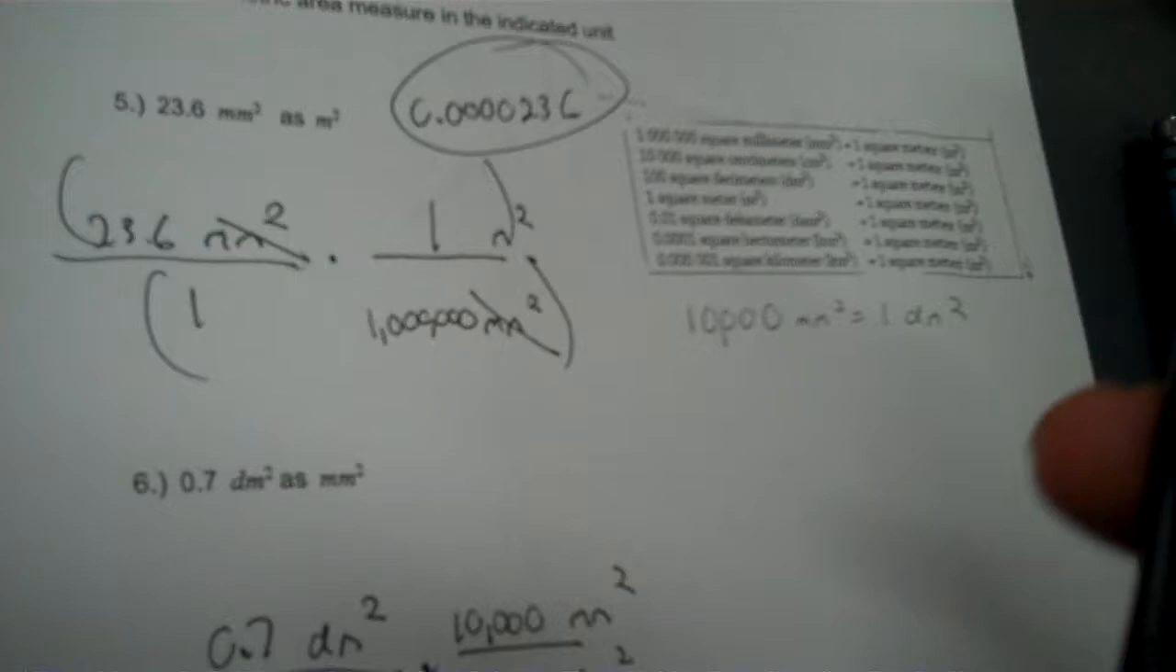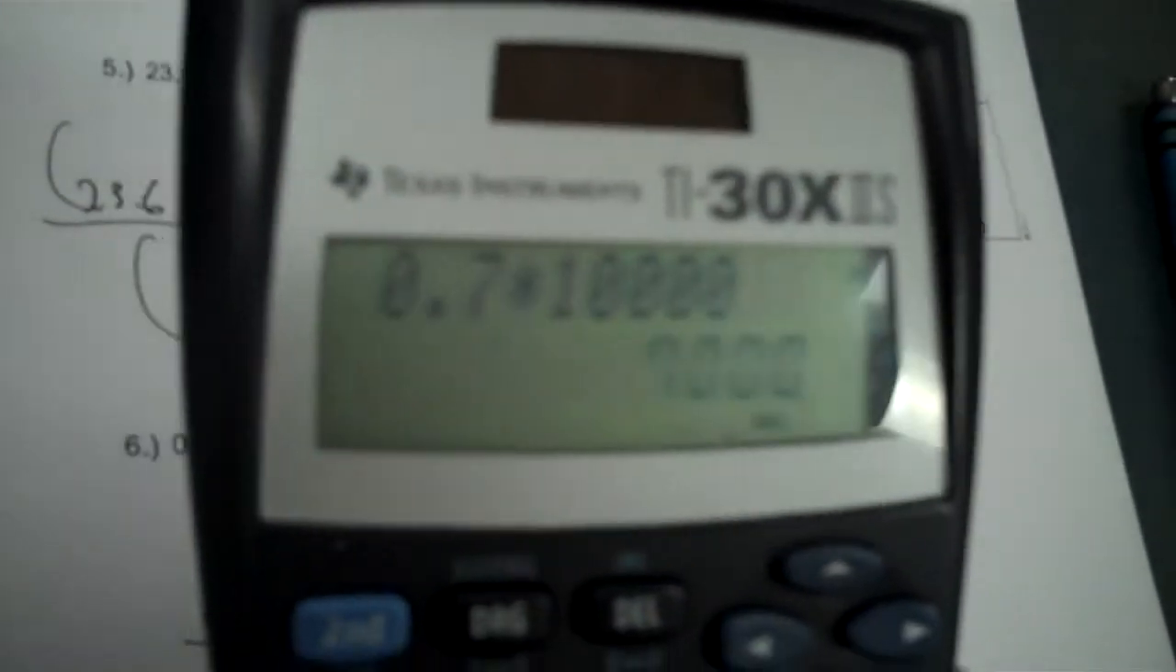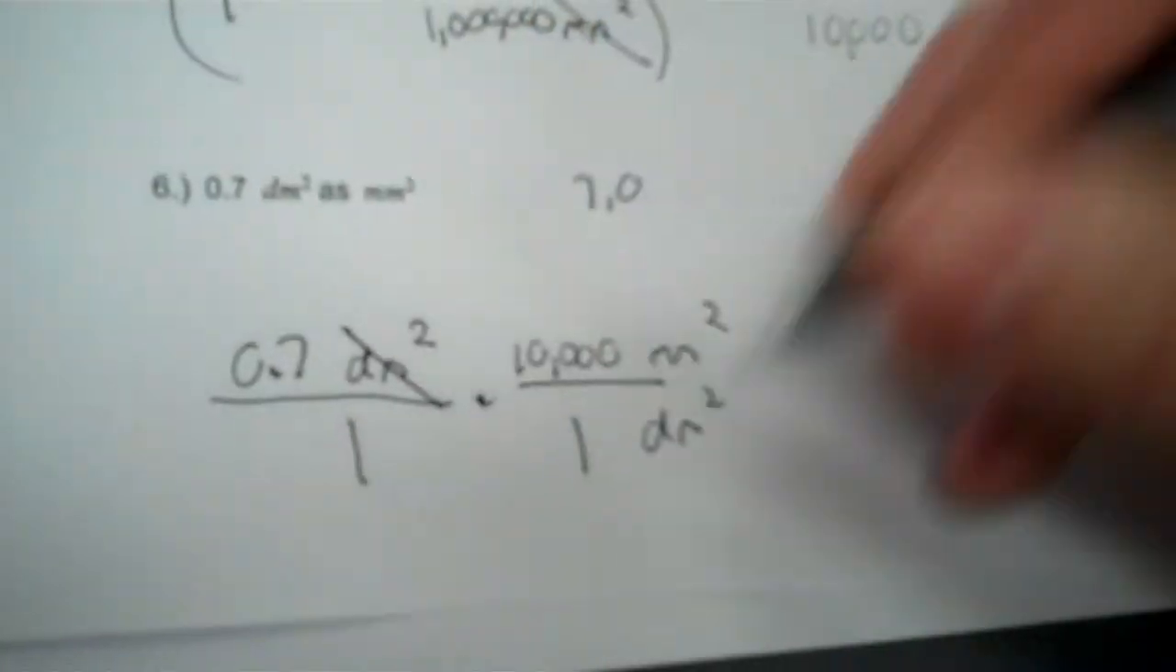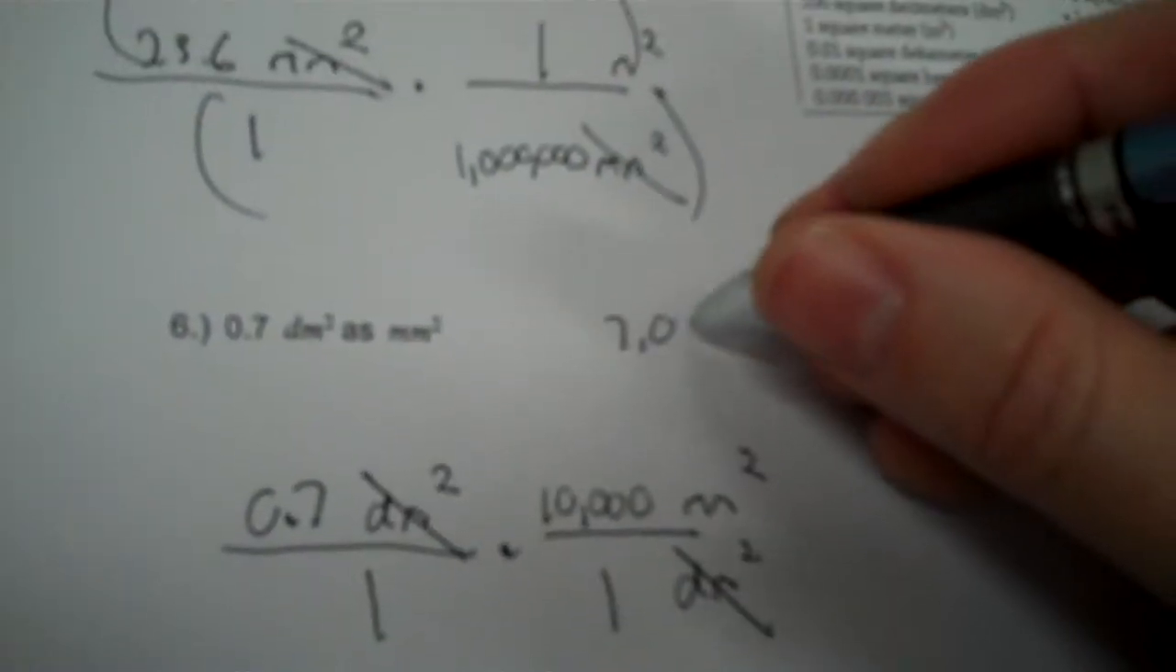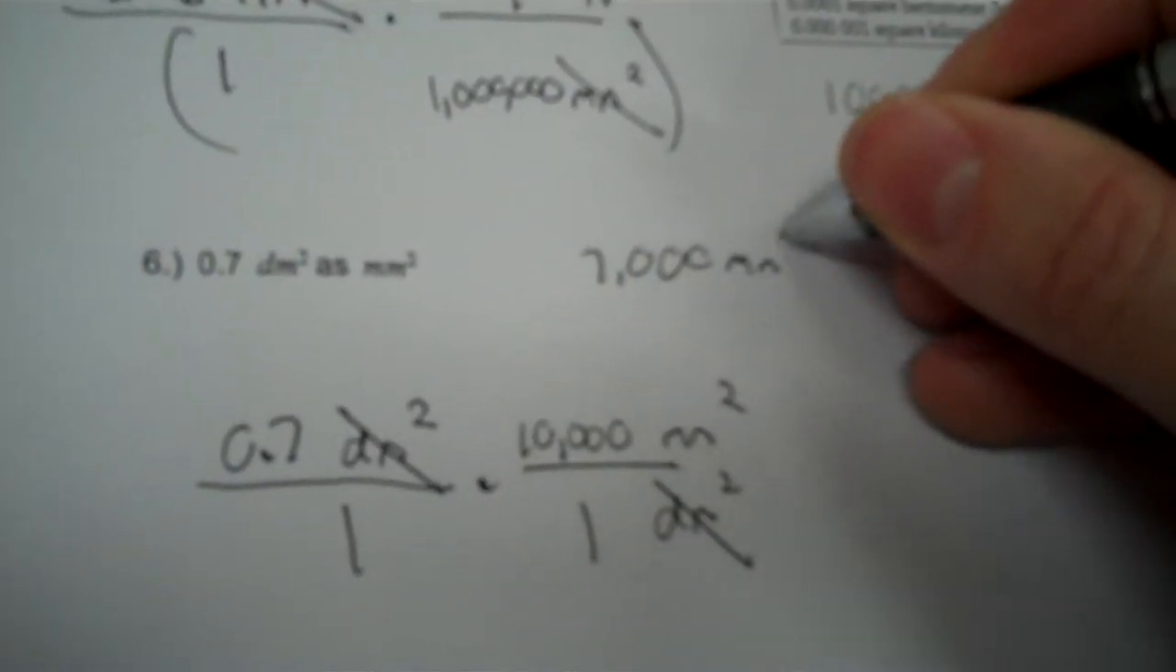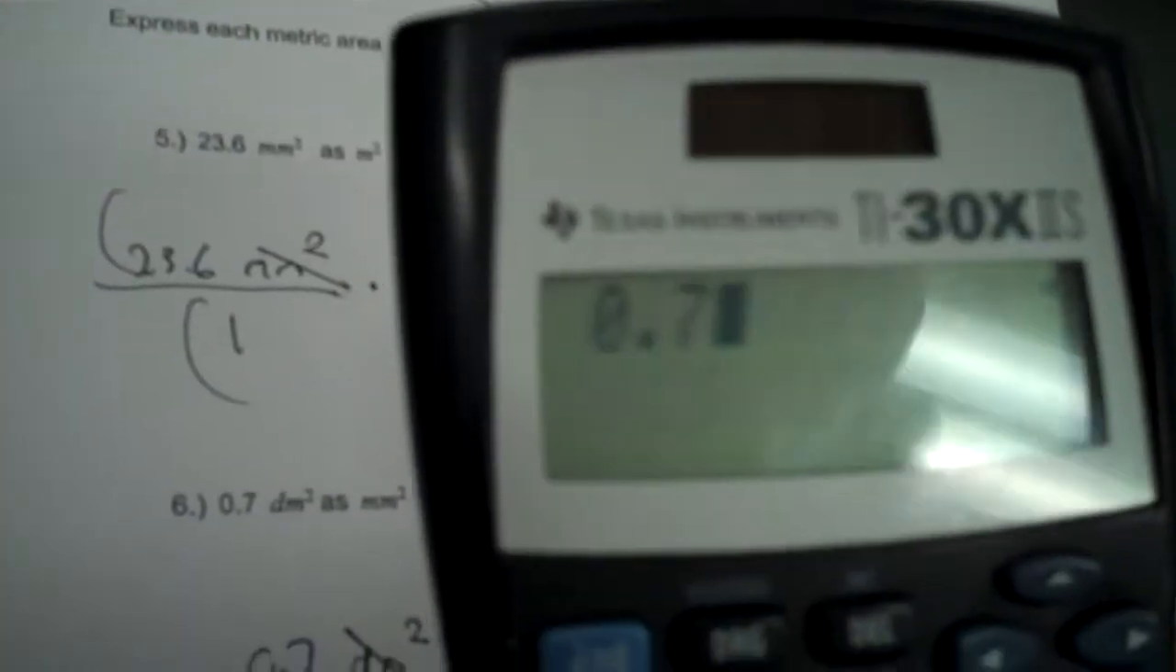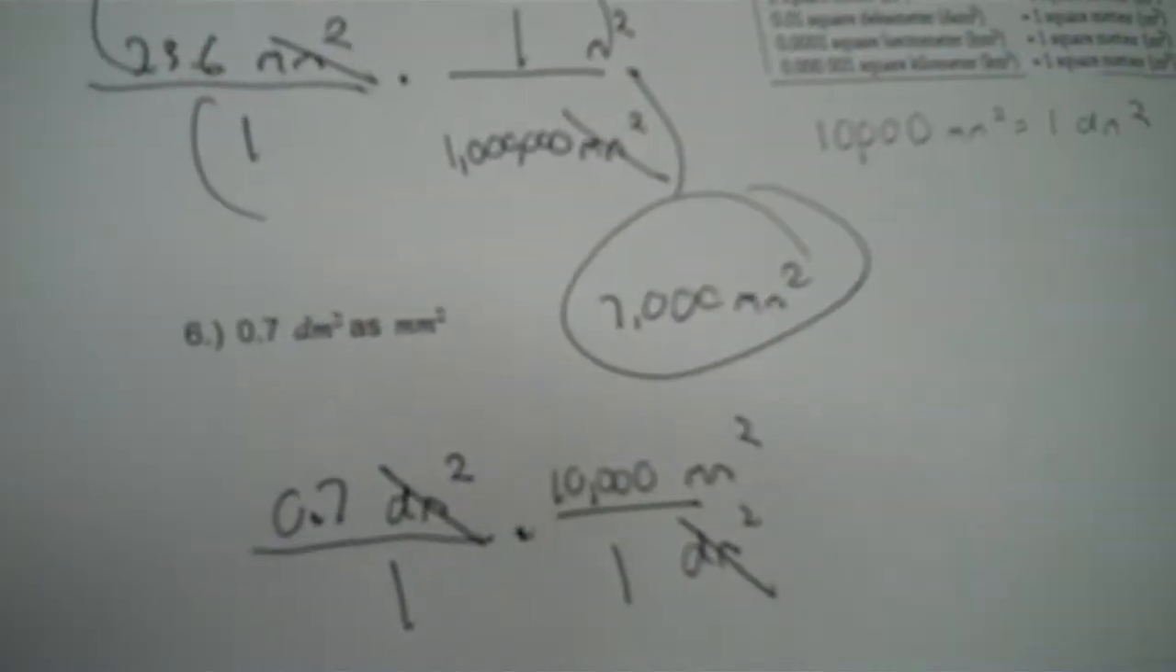0.7 times 10,000 is 7,000, and get rid of the labels. You're left with millimeters squared, 7,000 mm squared. Now let's say I wrote that as 10 to the 4th: 0.7 times 10 to the 4th, same thing. So if you're not a fan of writing all those zeros, just write it as a base of 10.